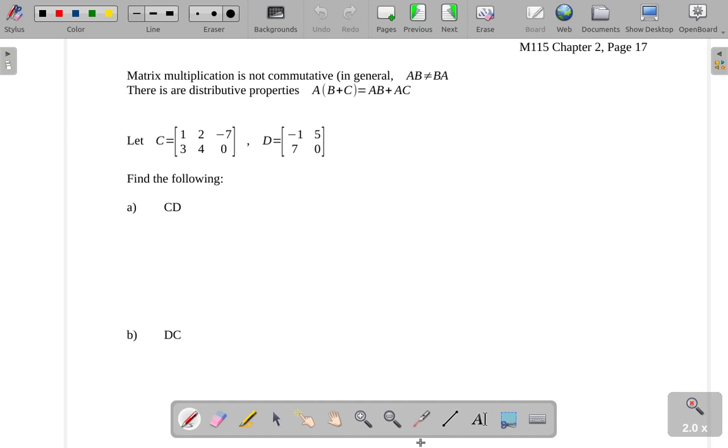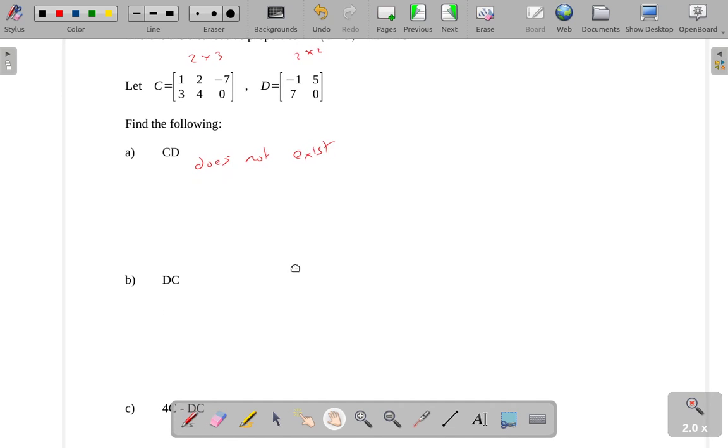Matrix multiplication is a little weird. I'm not sure how the process came about, but here is how it works. If we wanted to do, for instance, C times D, we'll do this one by hand. C is a 2 by 3 matrix and D is a 2 by 2 matrix. Right off the bat, we can't do C times D. This does not exist, because the 3 and the 2 don't match up.